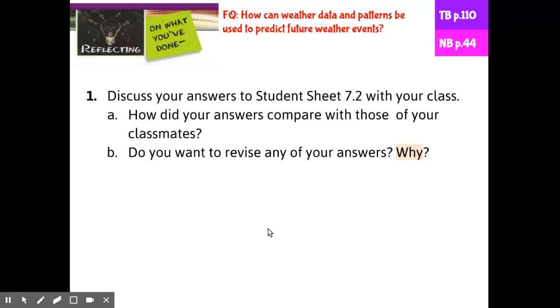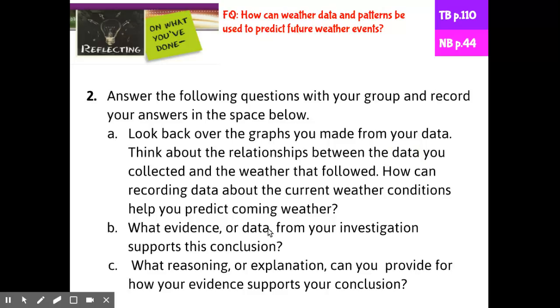Looking at your reflection, the first part is you're going to discuss the information from your student sheet 7.2, and then how did your answers compare with those around you? And if you could revise some answers, what would you change them to and why?